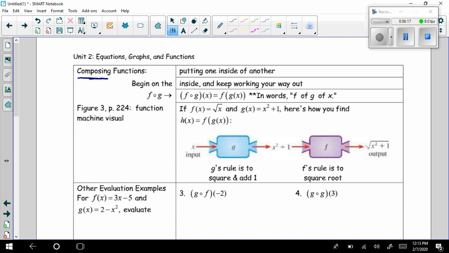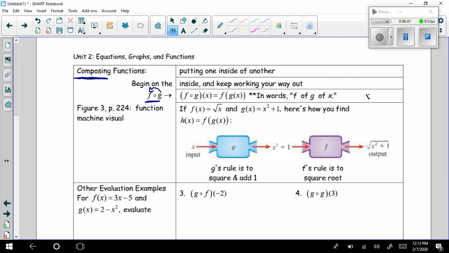All right, when we compose functions, we're putting one of them inside of the other. Always begin your work from the inside out, and then just keep working your way out from the inside. You'll see this written two ways. It looks kind of like fog. The order here does matter. This means we're putting g into f. The function of f of g of x.